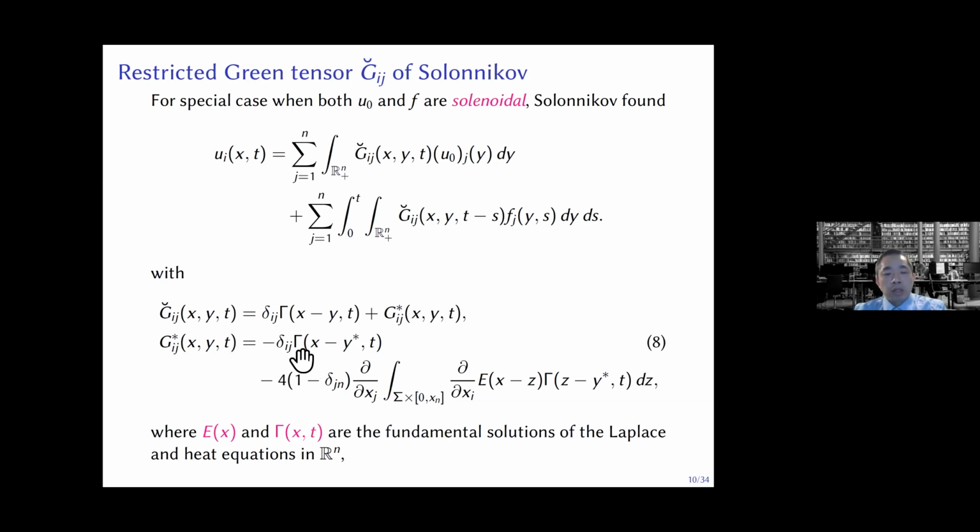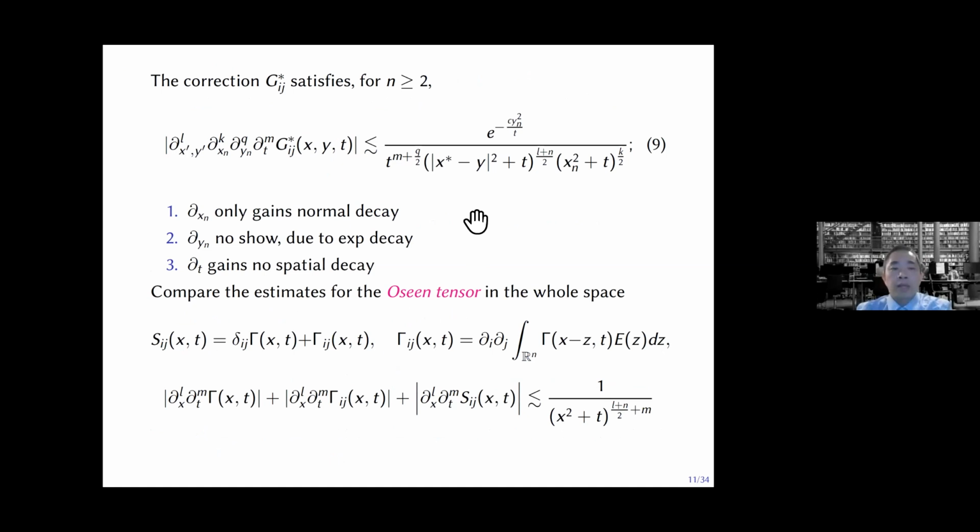And G_ij star has two parts. This part is also a heat kernel, but centered at the reflection of y. And then this part here is a space-time integral. I'm sorry, an integral over space. And this is over the tangential components. And in the normal direction, it's only over the interval from 0 to x_n. So this is quite special here, from 0 to x_n. And it's also important to note that we have 1 minus delta_jn here. So this term is 0 if j equals n. And in my formula here, E is the fundamental solution of the Laplace operator. So this is the restricted Green tensor of Solonnikov.